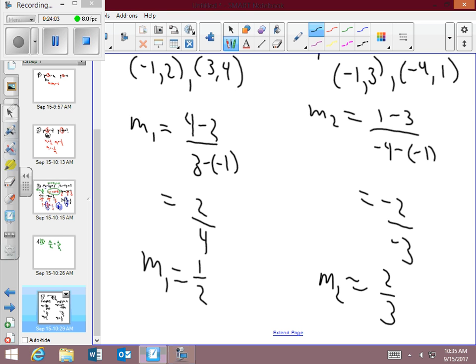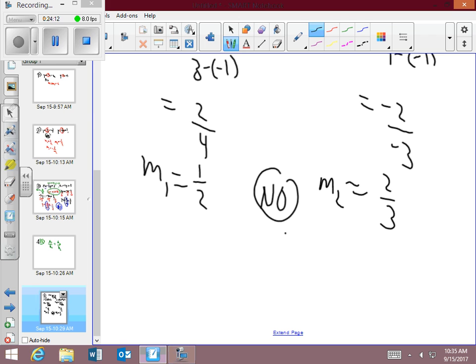Now the question was, are those two lines perpendicular? No is the right answer. And it's because in order for them to be perpendicular, what would have to be the relationship between M1 and M2? Negative, don't forget the negative. Because they don't meet that, they're not perpendicular. Are they parallel? No. Because to be parallel, they would have to be equal.